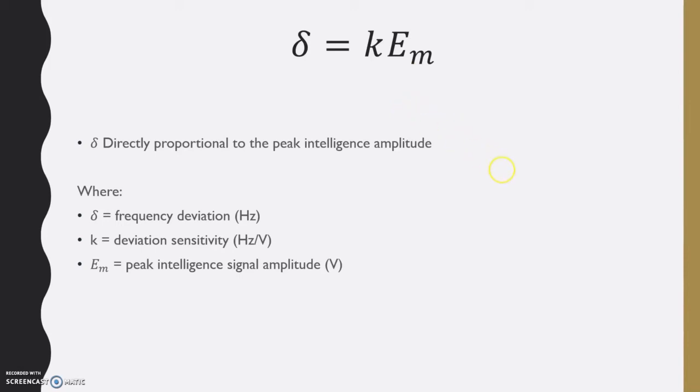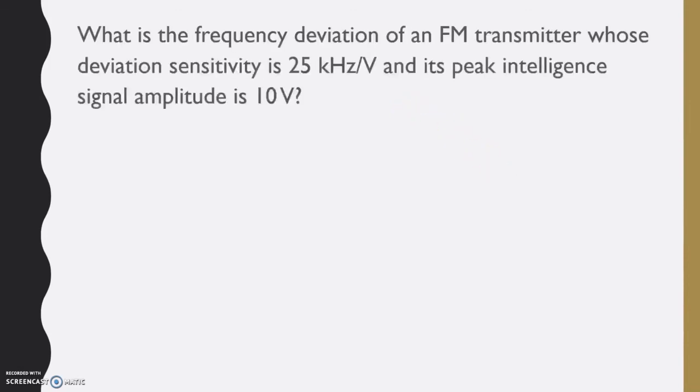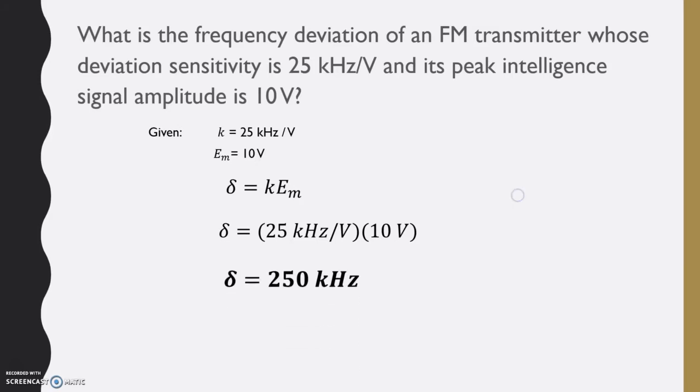Now let's have an example. What is the frequency deviation of an FM transmitter whose deviation sensitivity is 25 kHz per volt and its peak intelligence signal amplitude is 10 volts? The given in this example is that the deviation sensitivity is 25 kHz per volt and the peak intelligence signal amplitude is 10 volts. Plugging in the given into the equation gives us a product of 250 kHz.